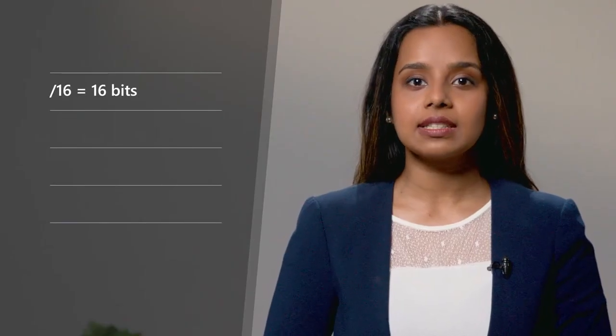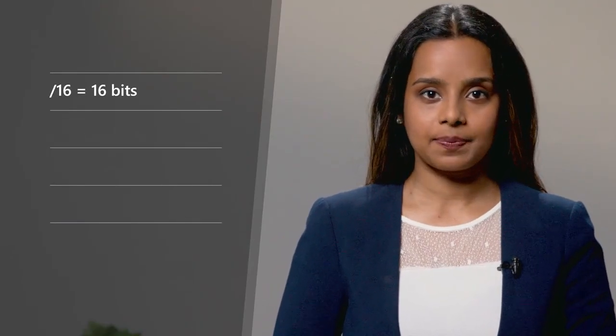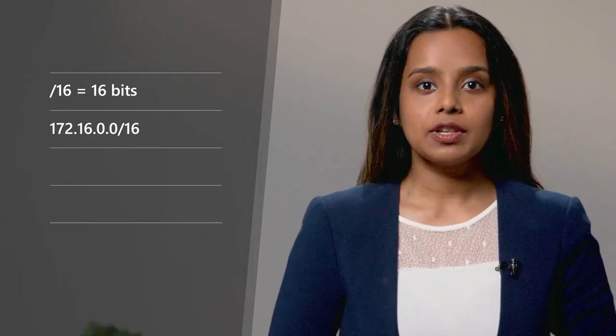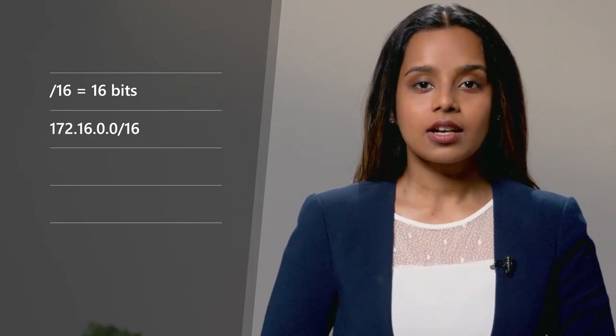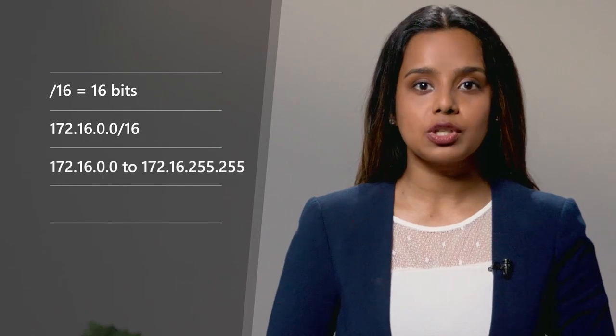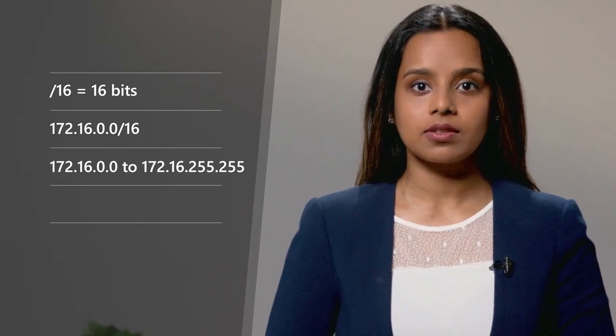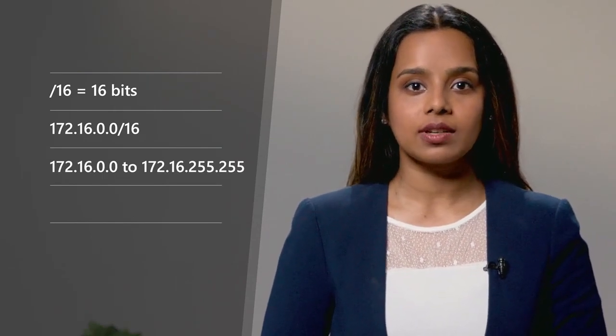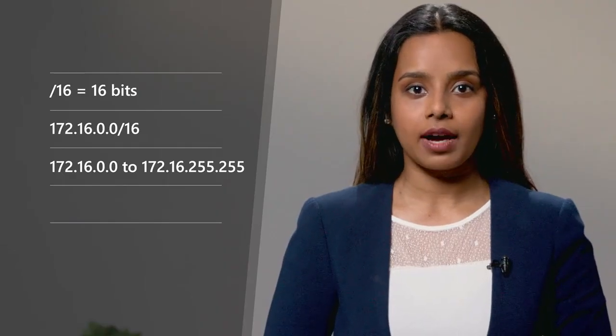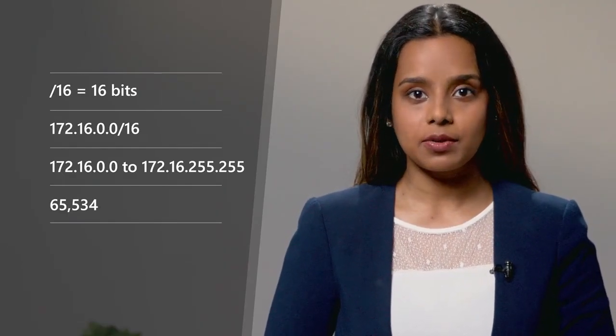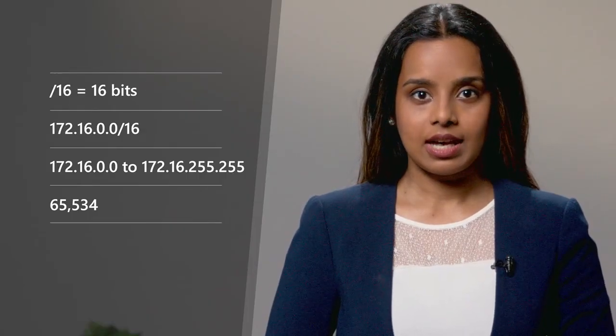/16 means the first 16 bits are for the network, meaning the remaining 16 bits are for hosts. For example, 172.16.0.0/16 covers a range from 172.16.0.0 to 172.16.255.255. This provides over 65,000 usable IP addresses.